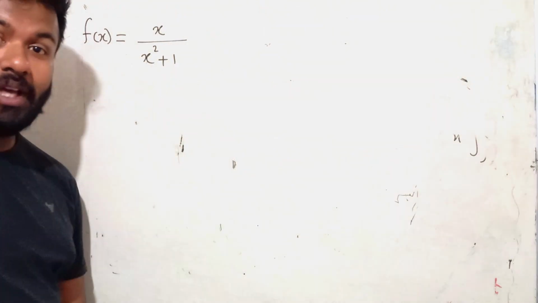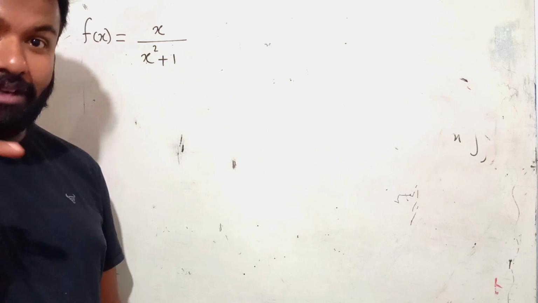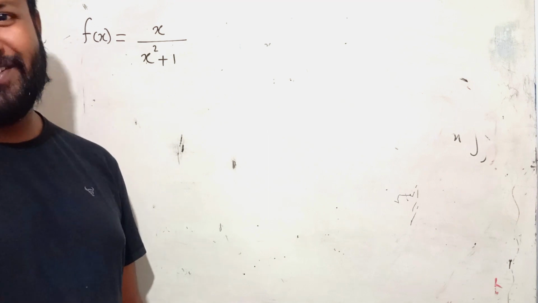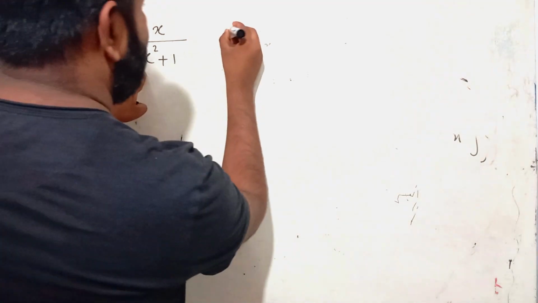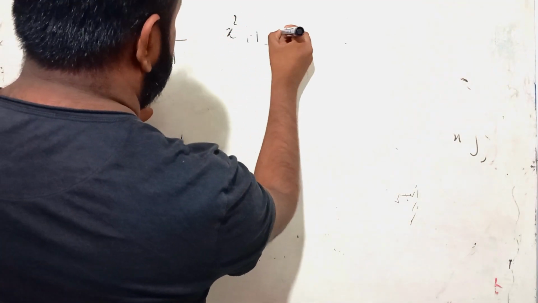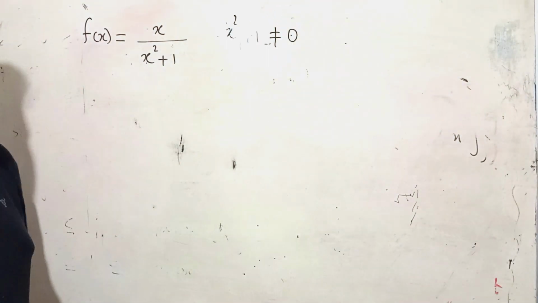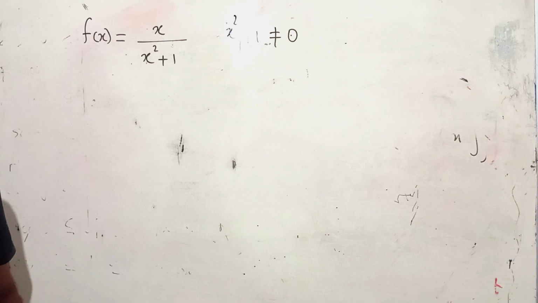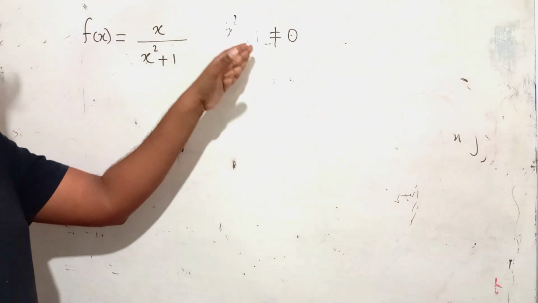A rational function will have two parts, numerator and the denominator. Always remember, in a rational function or a fraction, the denominator cannot be equal to 0. Here, x squared plus 1 cannot be equal to 0. From this statement, we can find the vertical asymptotes. But here, fortunately, x squared plus 1 is not equal to 0.